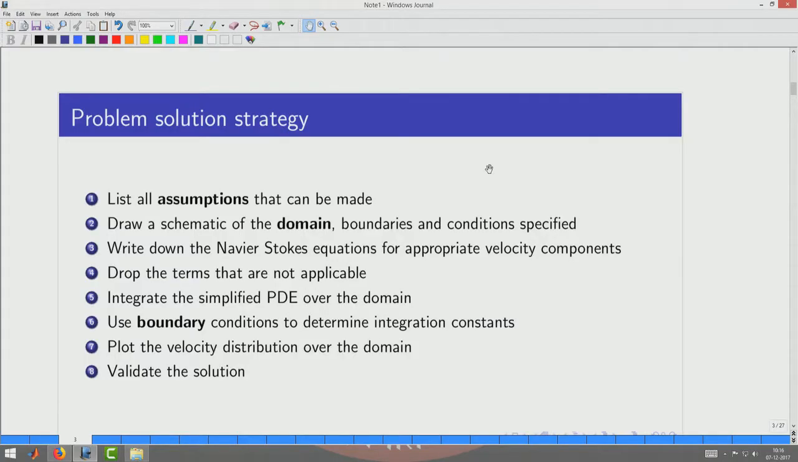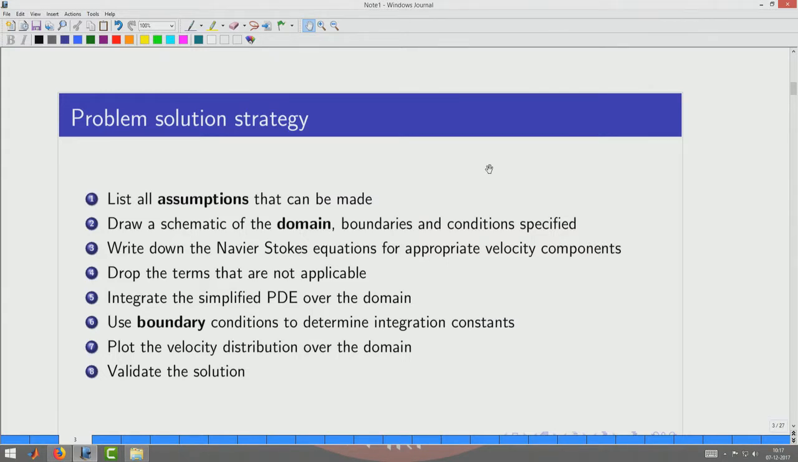So, here we have the problem solution strategy. These are the steps that we will be following for most of the problems which will be at the undergraduate level in transport phenomena courses in metallurgical and materials engineering curricula. So, first thing we need to do is list all the assumptions that can be made in that particular problem. We have to make the assumptions to make the problem as simple as possible, and then we need to draw the schematic of the domain and then identify the boundaries and what are the conditions that are specified at these boundaries. Half of the problem is actually solved by the time we come up to this stage.